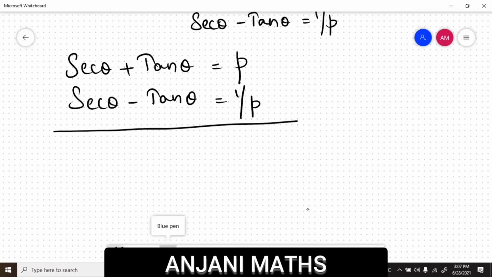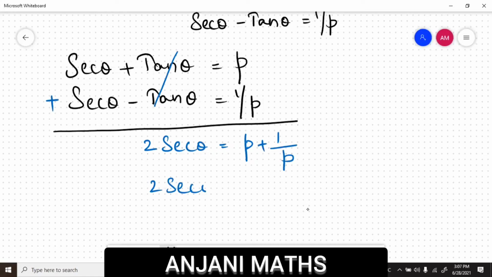Adding these two, tan theta gets cancelled. We get 2 secant theta is equal to how much? P plus 1 by P. So 2 secant theta is equal to, taking P as LCM, P square plus 1 by P. Bring that to this side, we get secant theta is equal to P square plus 1 by 2P.